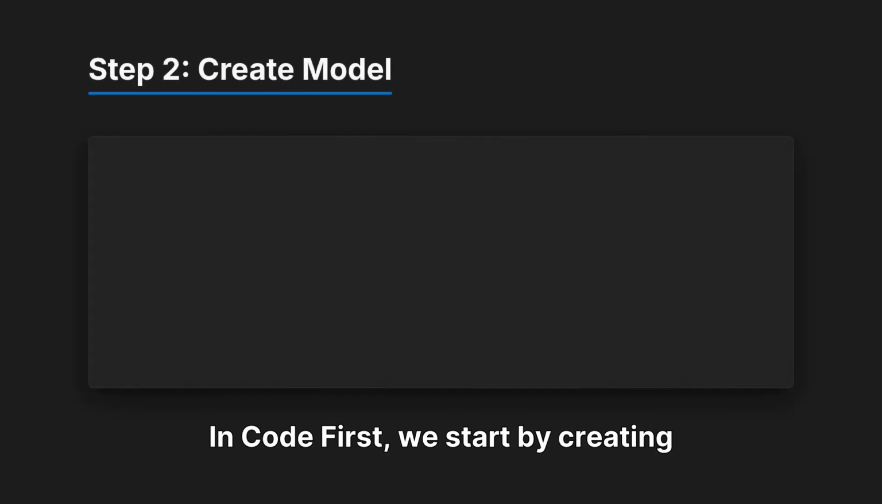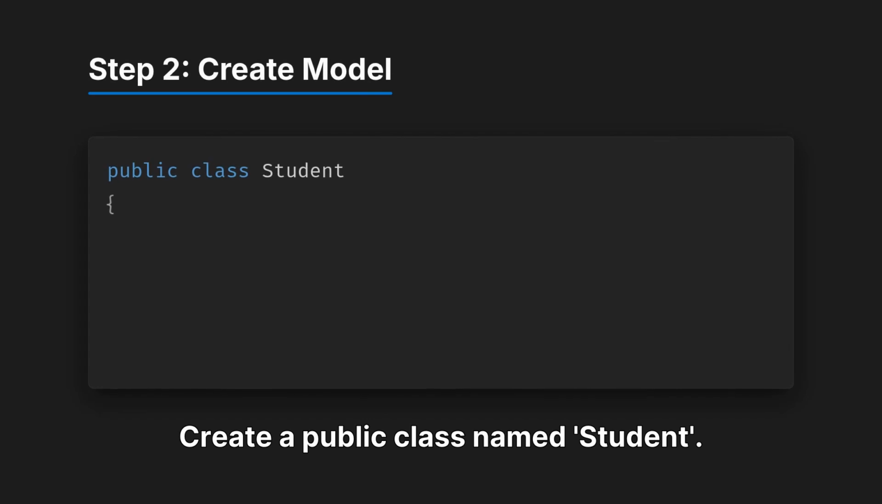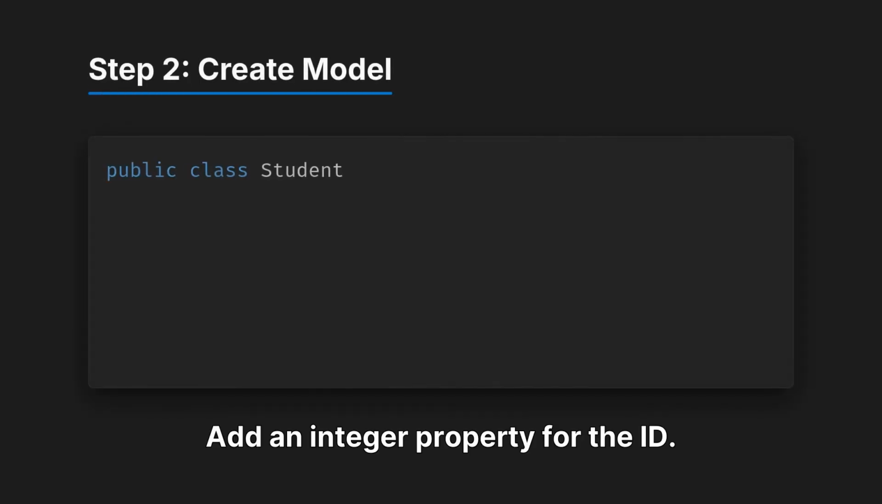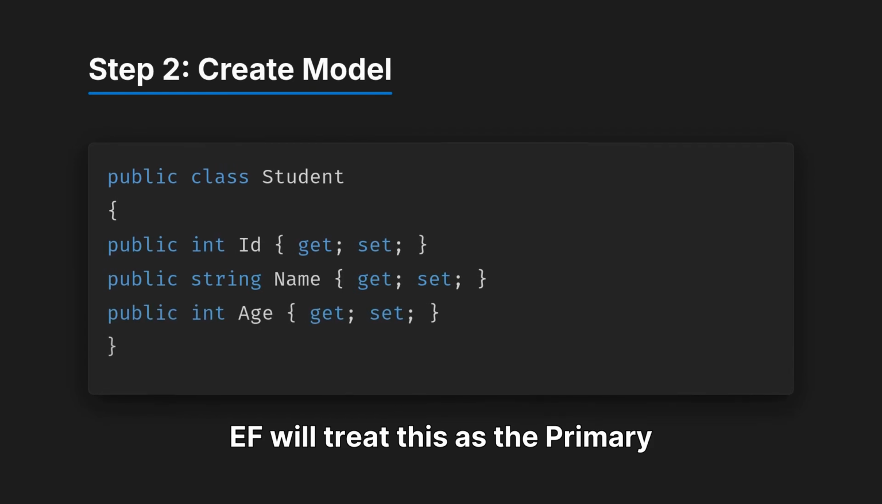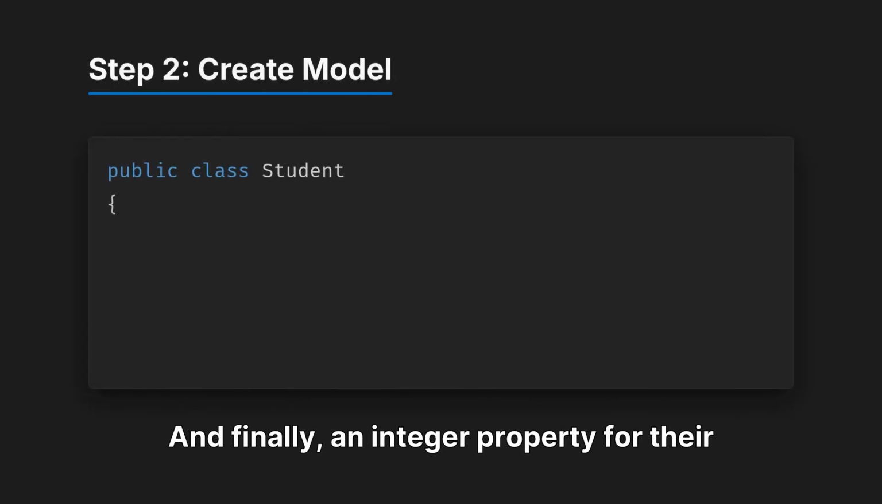In code first, we start by creating a simple model class. Create a public class named Student. This represents our data entity. Add an integer property for the ID. EF will treat this as the primary key. Next, add a string property for the student's name. And finally, an integer property for their age.